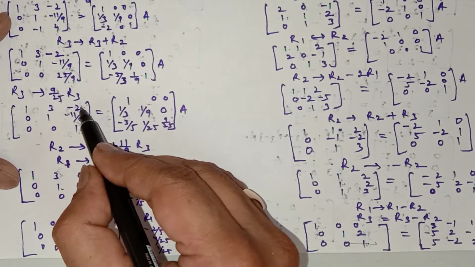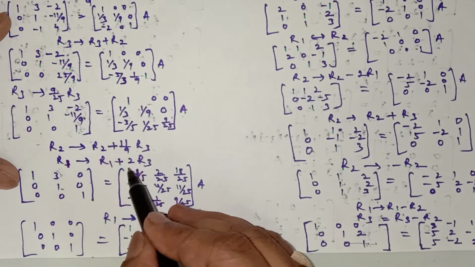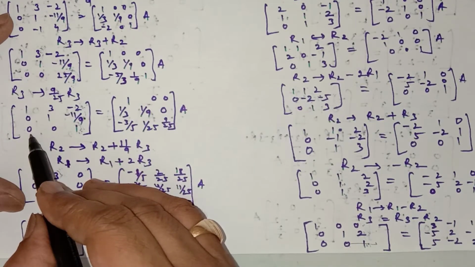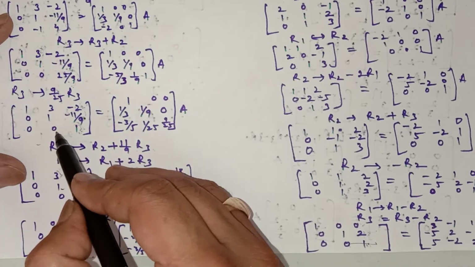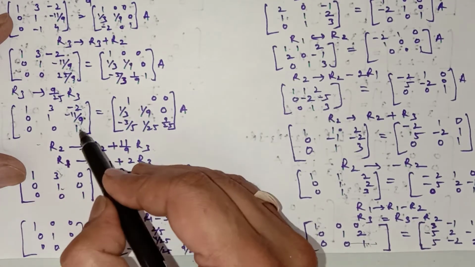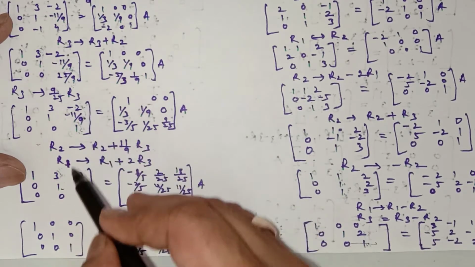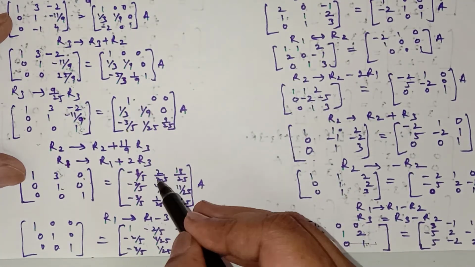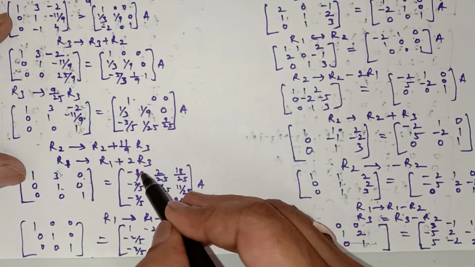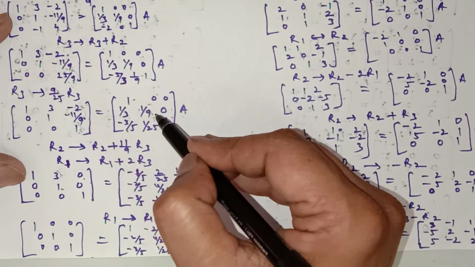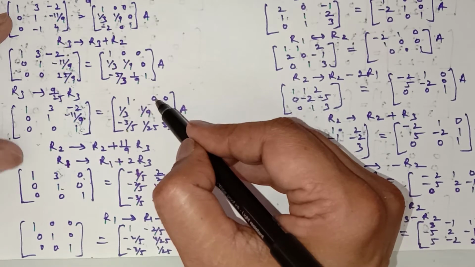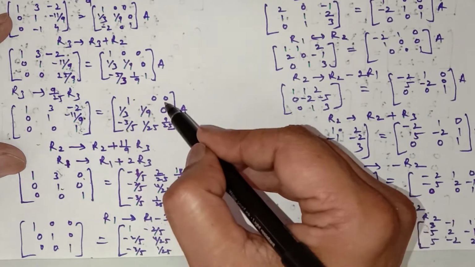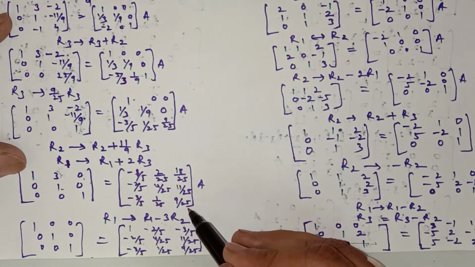So what I have done: R1 is equal to R1 plus 2 times R3. Multiply this row by 2 and add to this. So multiply this by 2 and adding to this, I am getting 1. Multiply this by 2 and adding to this, I am getting 3. Multiply this by 2 and adding to this, I am getting 0. Multiply this by 2 and adding to 1, I am getting 1 plus minus 3 upon 5, 1 upon 5. Multiply this element by 2 and adding to R1, I am getting 2 upon 25. Multiplying by 2 and adding to this, I am getting 9 upon 25.